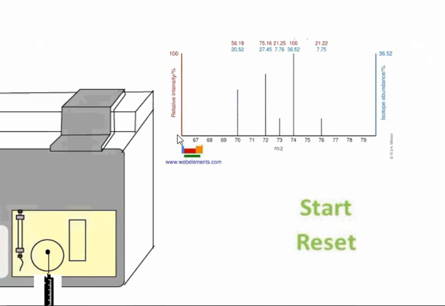So here's our spectrum. We have 70 for one of the isotopes, and the relative intensity is this red number on top, 56.19. And then the 72 has a relative intensity of 75.16. The 73 has a 21.25. The 74 is 100. And the 76 is 21.22. So these numbers will go in column 1. The maroon numbers will go in column 2. Let's see what that looks like.